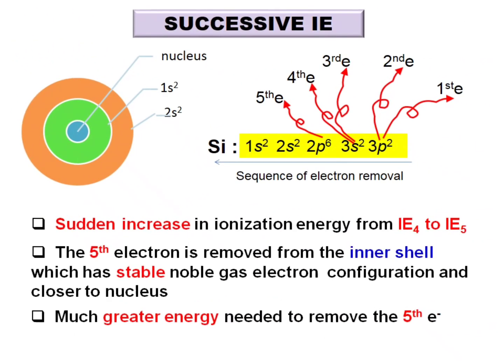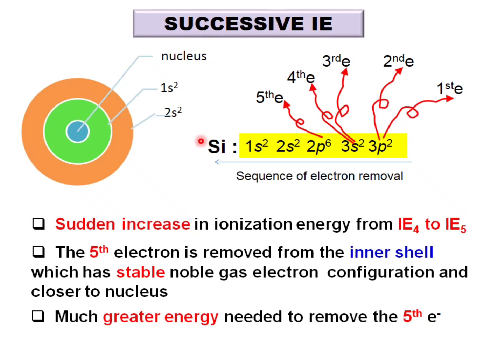Alright class, so this is an example of successive ionization energy for silicon. Okay, so lihat dekat sini class, nak bagi you all faham. So silicon ada 14 proton number. So this is the electronic configuration 1s2, 2s2, 2p6, 3s2, 3p2. Okay, tapi biasanya kalau nak identify successive ionization energy, dia takkan bagi electronic configuration ya. Ini cuma saya nak tunjuk, alright.